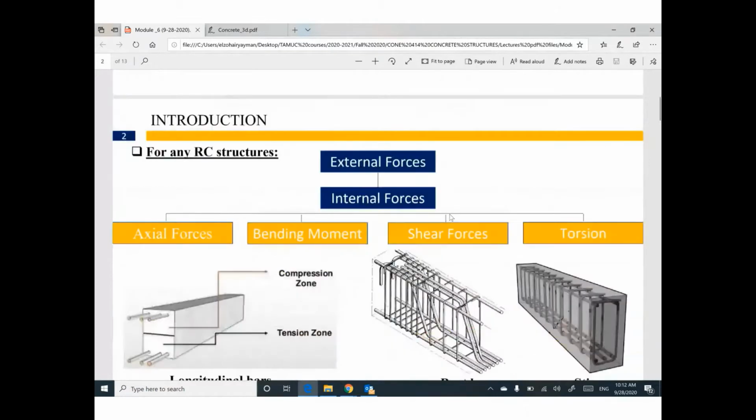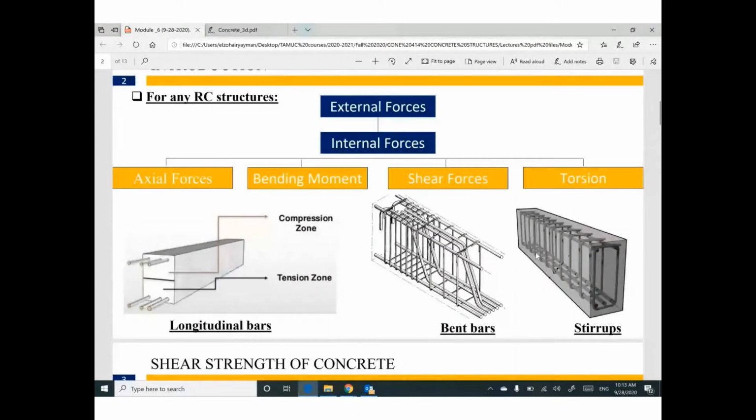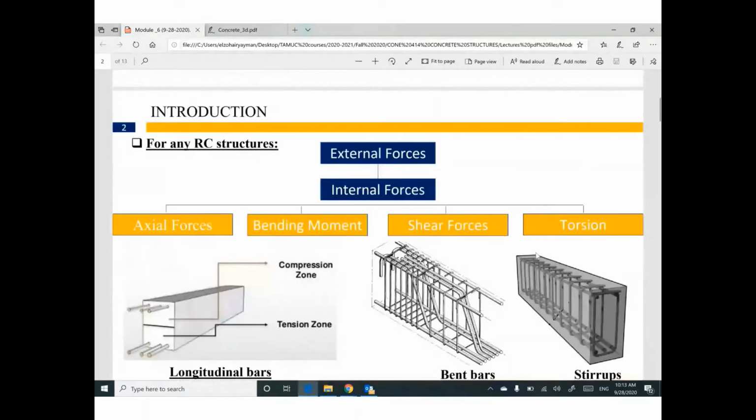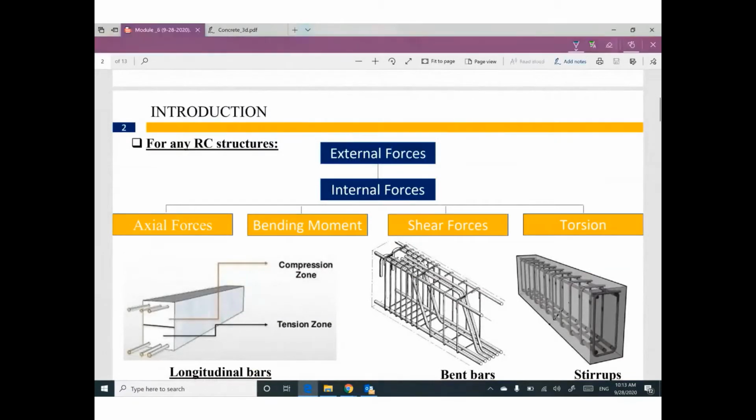Guys, in structure analysis, we learned that for any external forces, we have something called internal forces. These internal forces look like the axial force diagram. We will cover this next week. We have bending moment. We covered this before exam 1.